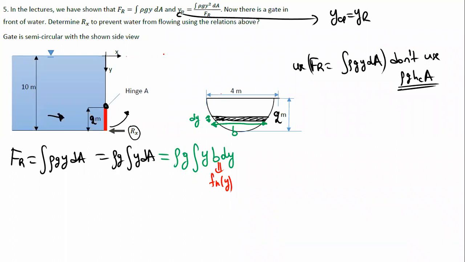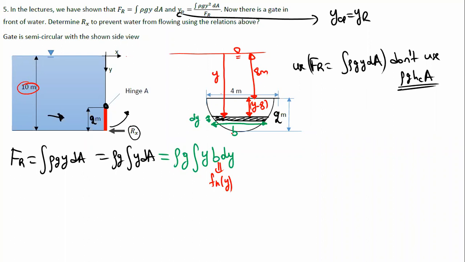Since this is the free surface, you can see the y value here, and the distance from the free surface to the bottom of the body is overall 10 meters. The height is 2 meters, so 10 minus 2 is 8 meters. Then the rest part, which is y and 8, so this part will be y minus 8. This one is y minus 8, and this one is 8.